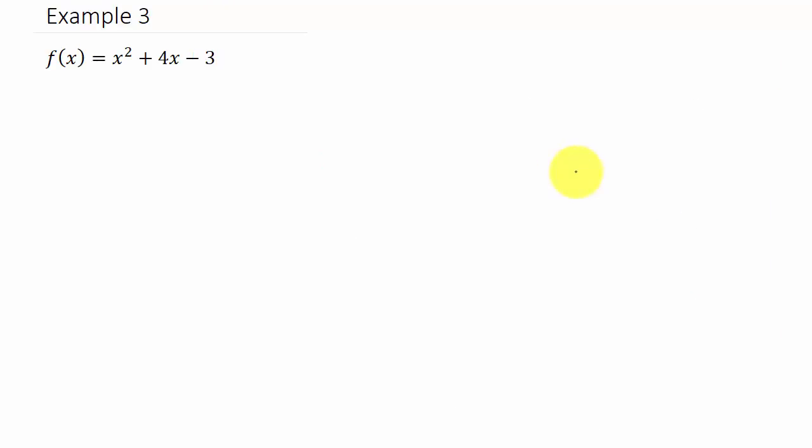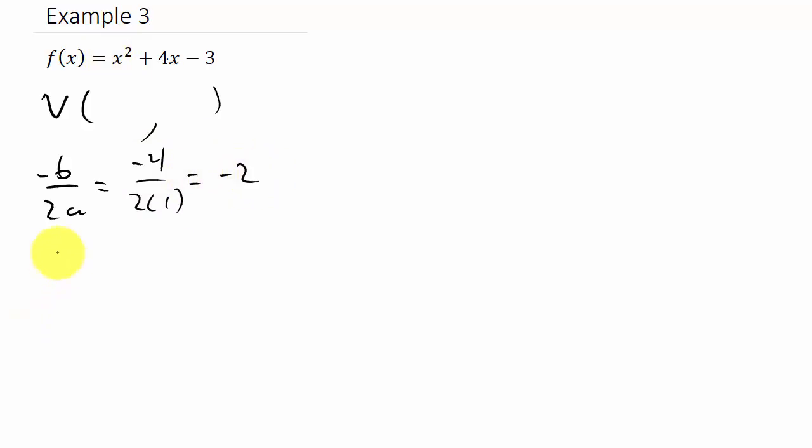All right, so here's our last example. I have x squared plus 4x minus 3. First thing, we're going to find the vertex. The x coordinate of our vertex is minus b over 2a. B is 4, so minus 4 over 2 times a. In this case, a is 1, and that equals -2. There's our x coordinate.